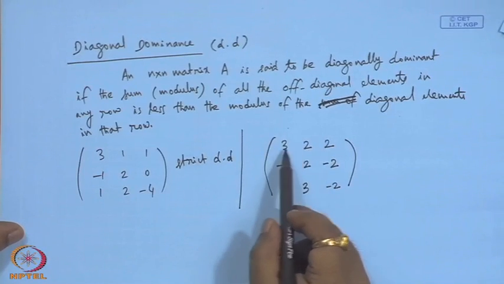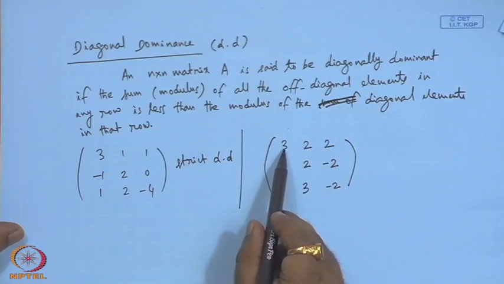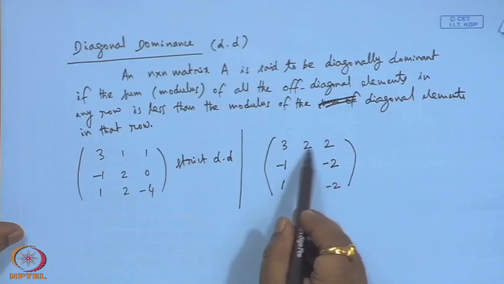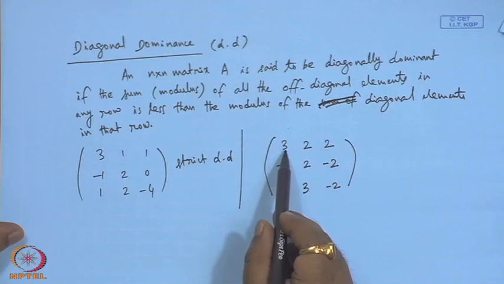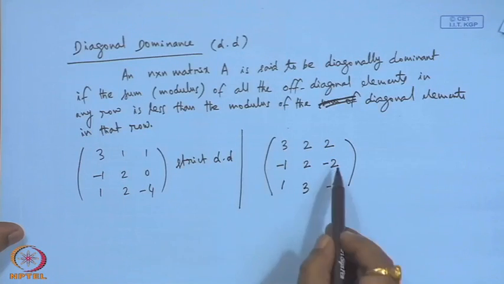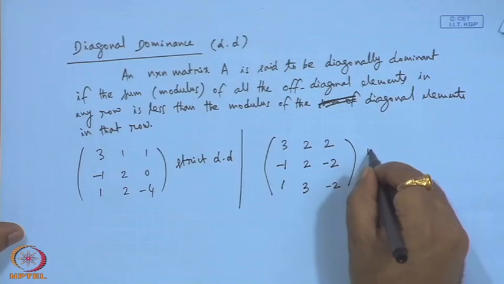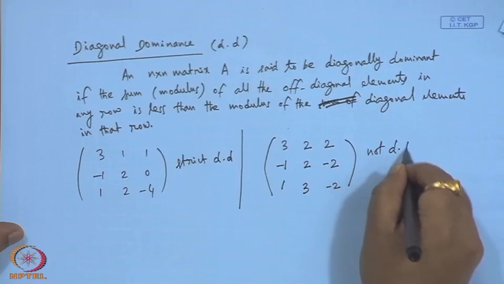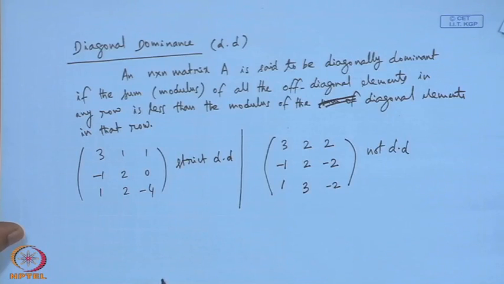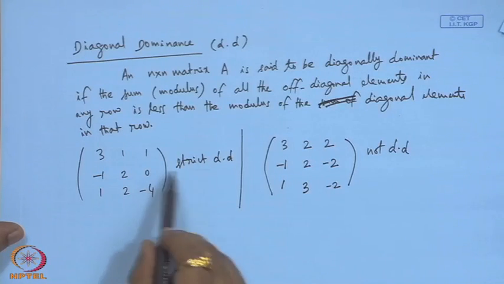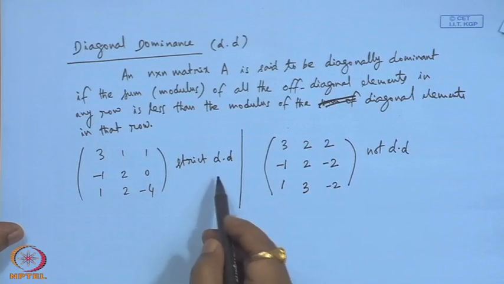Consider this. So, consider row 1, the diagonal element is this and the sum is 4, which is not less than the diagonal element. Similarly, the modulus of the sum is 3, which is not less than. So, this is not. Okay. So, strict diagonal dominance means we have convergence.